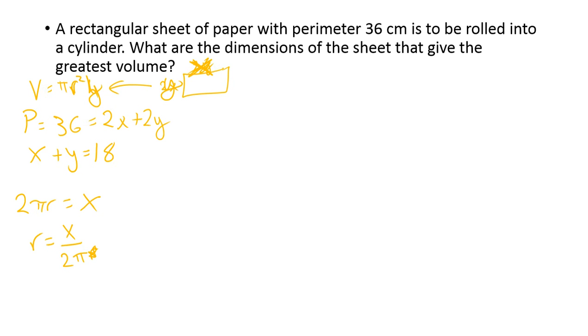So now if we take this r and plug it in here with the y, we end up having our volume is equal to pi times y times x squared, because we've got to square it, all over 4 pi squared, which reduces down to y x squared all over 4 pi. So that is our volume.